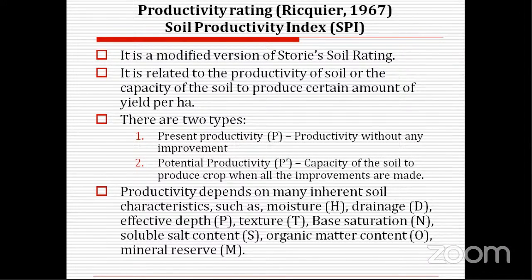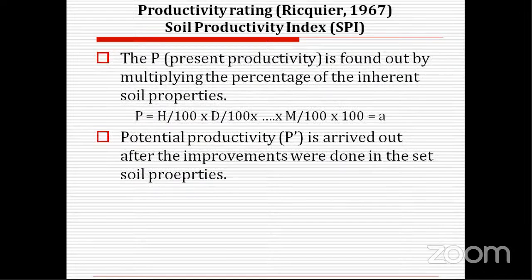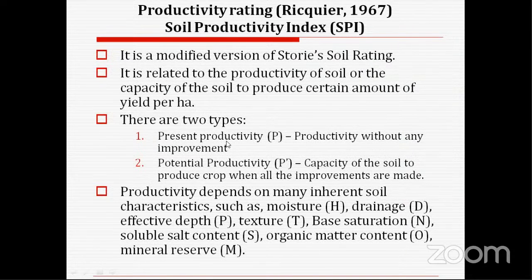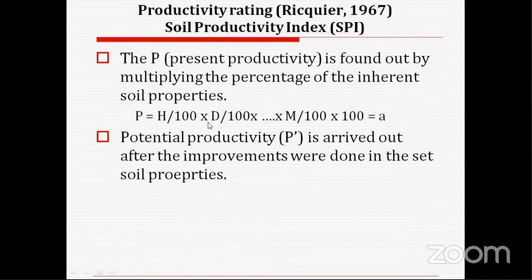Now we will see what that is. The present productivity is found out by multiplying the percentages of inherent soil characters. So present productivity is without making any development. H means moisture, so we convert it into percentage and do all those things. Overall we take the percentages and get the present productivity percentage. Potential means we do the same thing, but after giving some improvements, after improving the soil conditions, we go for this calculation.